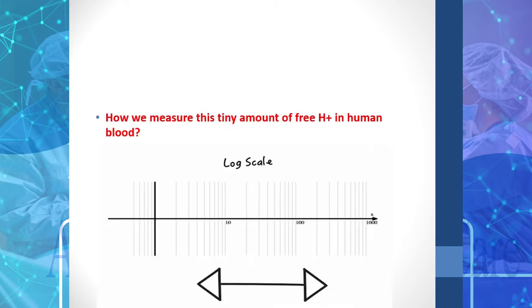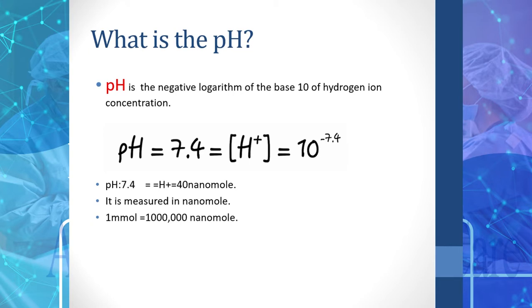a logarithmic scale, because hydrogen ions are present in a very tiny amount, measured in nanomoles, and 1 millimole equals a million nanomoles. So imagine how very small it is. The pH is the negative logarithm to the base 10 of the hydrogen ion concentration. This concentration at a pH of 7.4 is about 40 nanomoles.